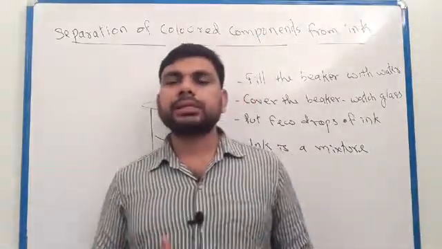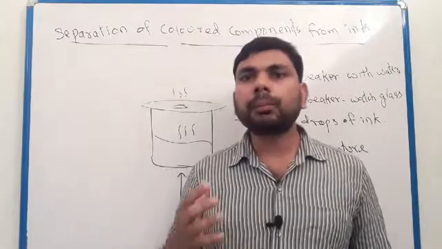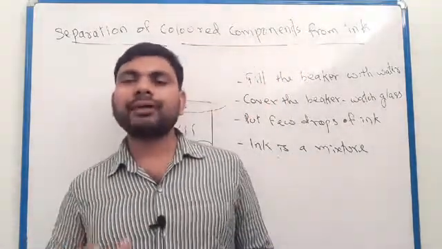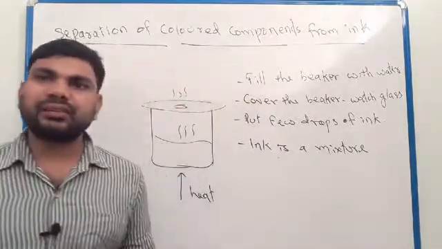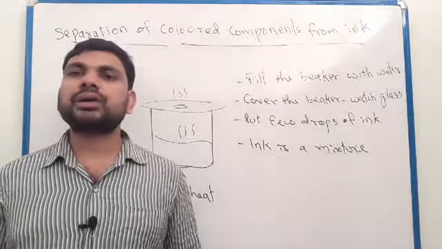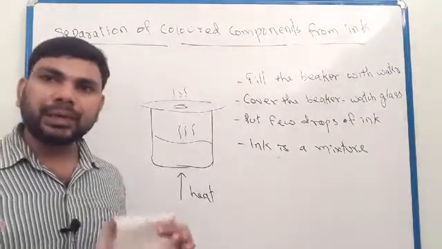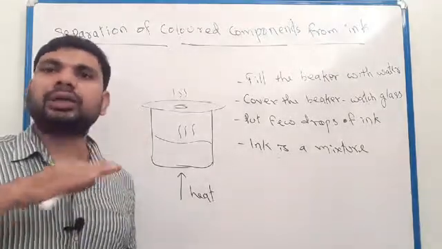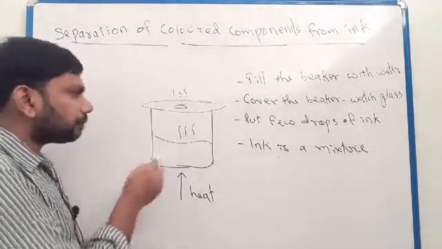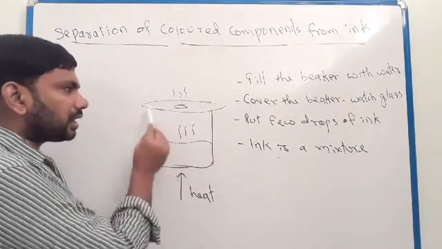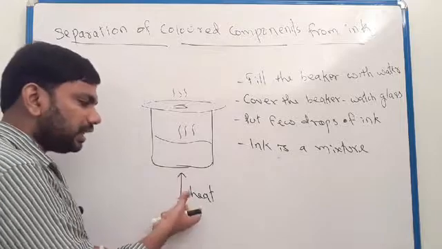Okay, next we have to discuss separation of colored components from blue or black ink. We have blue or black ink. From this ink we have to separate different components of the mixture. So we have to discuss the procedure to separate the colored components from ink. For this purpose we take a beaker with water, cover the beaker with a watch glass, and put a few drops of ink on the watch glass. See here in this diagram. Then heat the water.